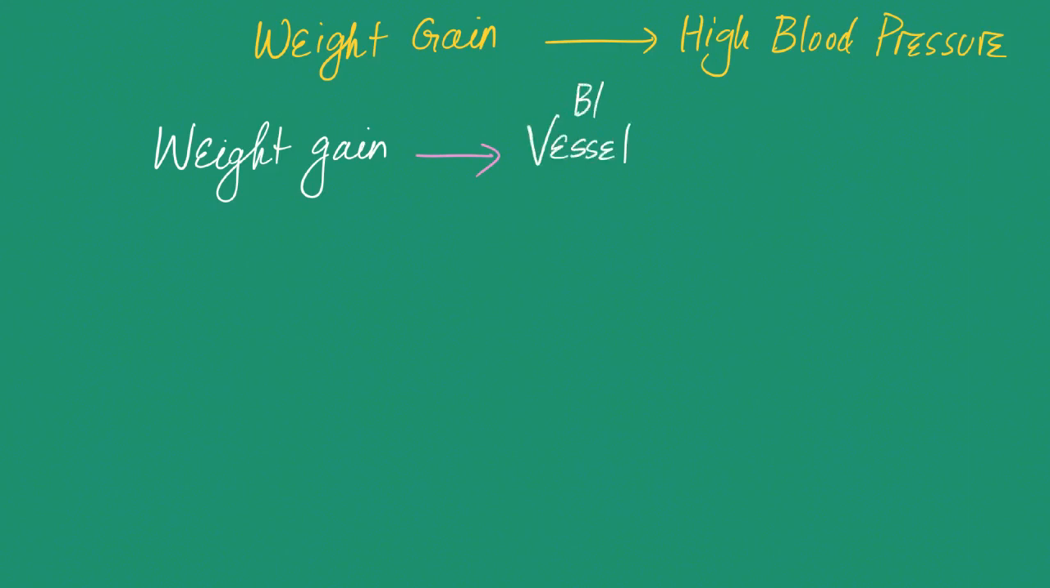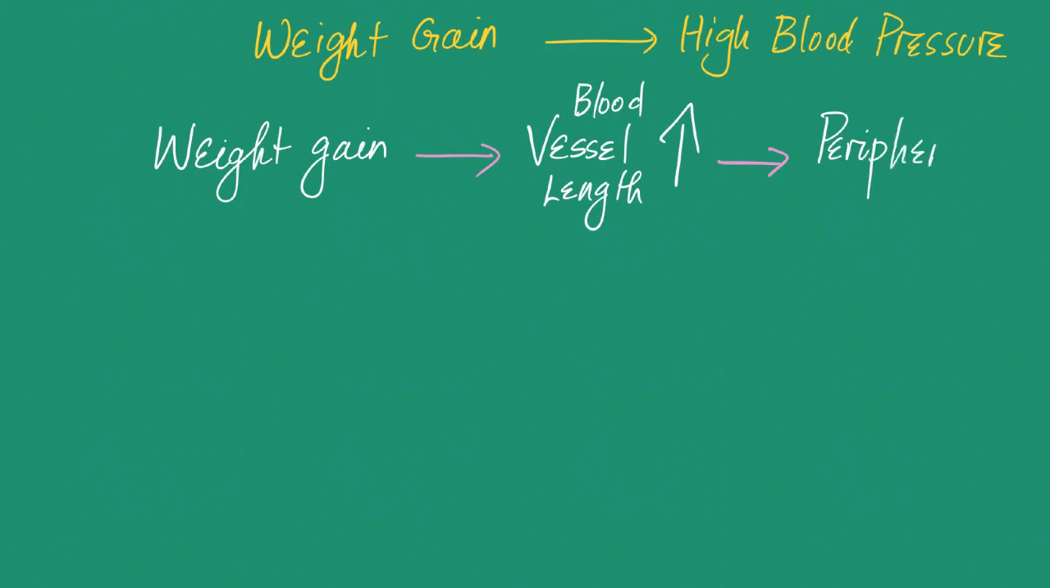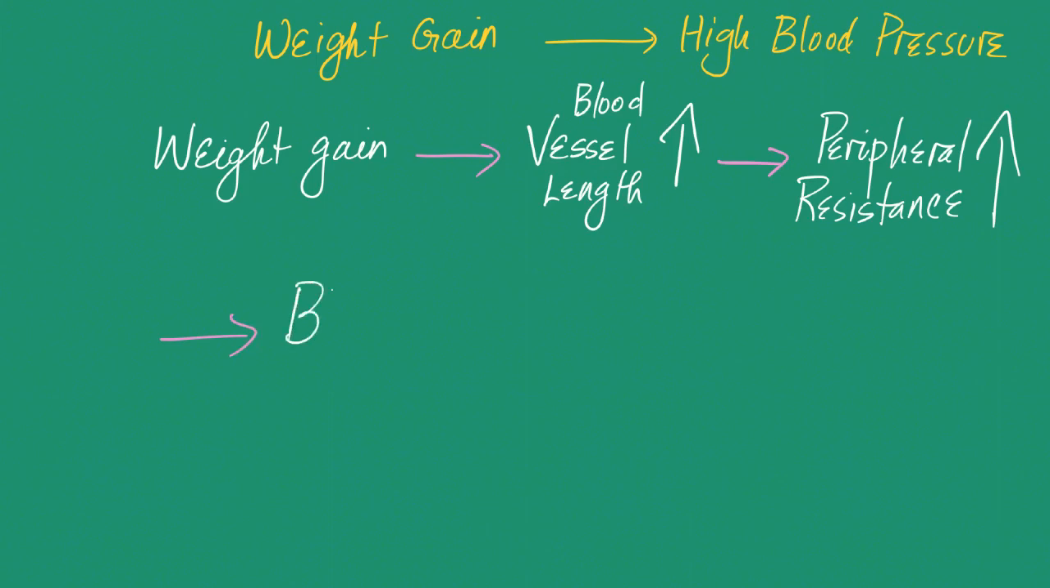So here is weight gain. When there is weight gain, the blood vessel length increases. And when blood vessel length increases, resistance increases as well. Basically, peripheral resistance. If you've got a lot of blood vessels increased in length, then you're going to have an increase in peripheral resistance. When peripheral resistance increases, blood pressure increases. For a lot of people, weight gain results in high blood pressure.